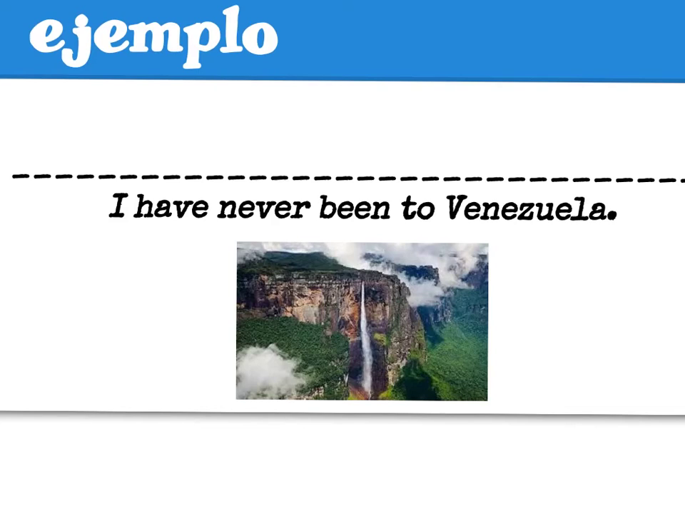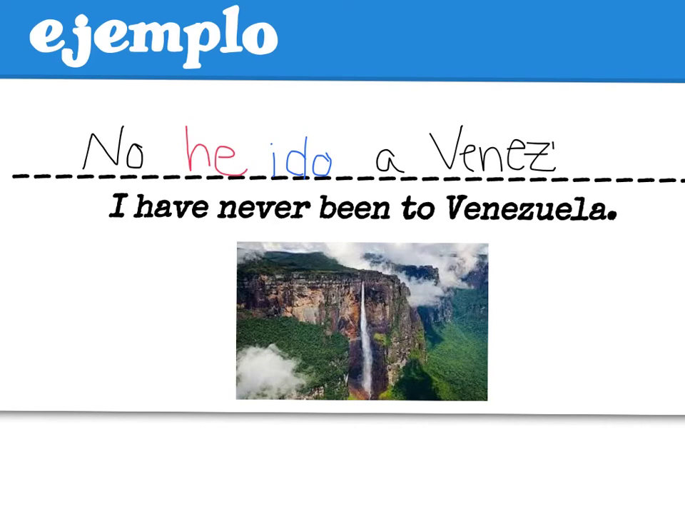I have never been to Venezuela. Here I wanted to have an example where I have a no. You put no before your conjugated verb. So no. Now we're talking about I, and the haber is he. Okay, been to. In English we say been to, but that's have gone to. So that's ir. So ir is not irregular. It's just plain ido, to Venezuela. Here's a very famous cascada, waterfall, in Venezuela.